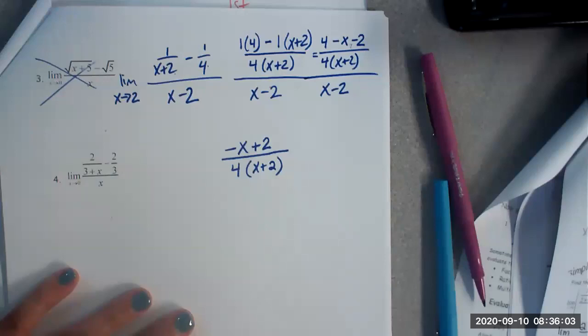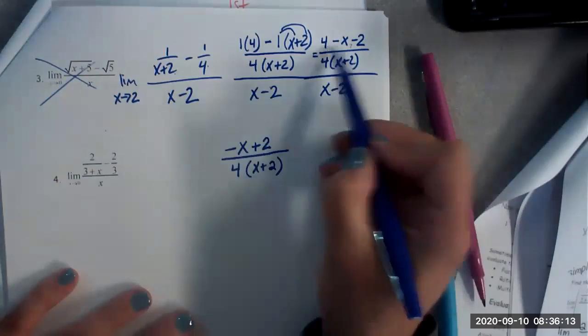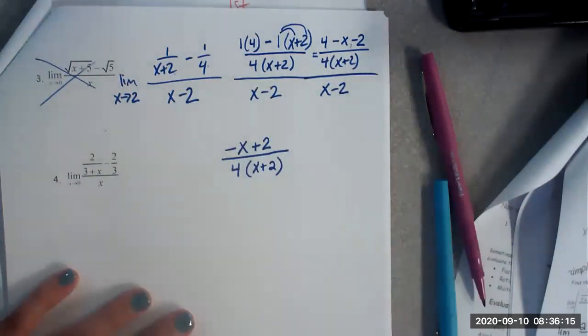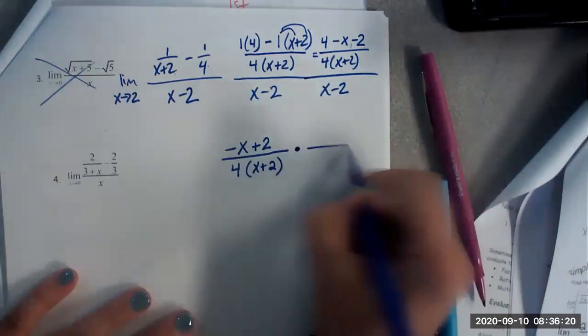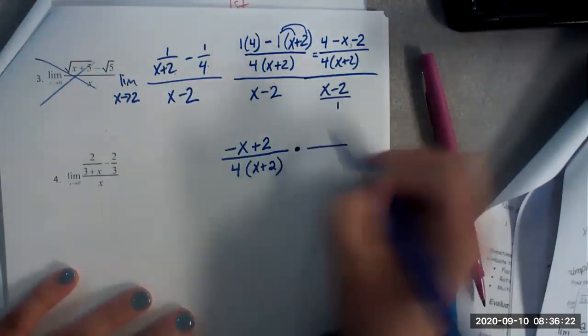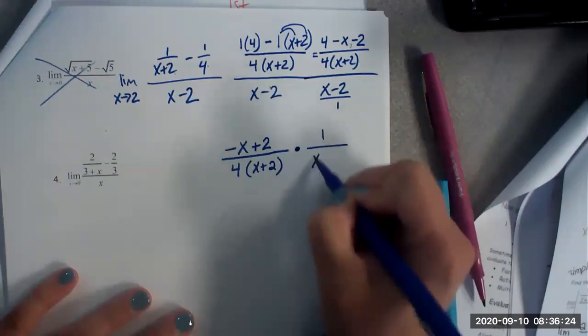All right. Yep. I distributed this right here. Oh, I forgot. Yep. And now I'm simplifying that to negative x plus 2. Okay. So now, remember, you multiply by the reciprocal of the denominator, which is going to end up putting the x minus 2 on the bottom.